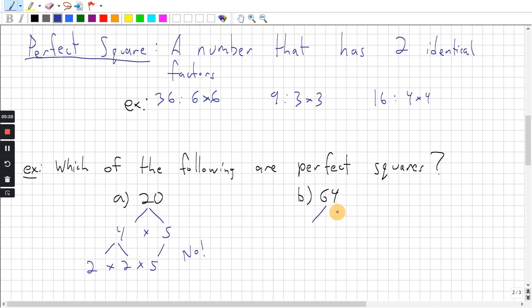Moving over to 64, I can already find two numbers that multiply to 64. Again, you could find other numbers that multiply to 64.